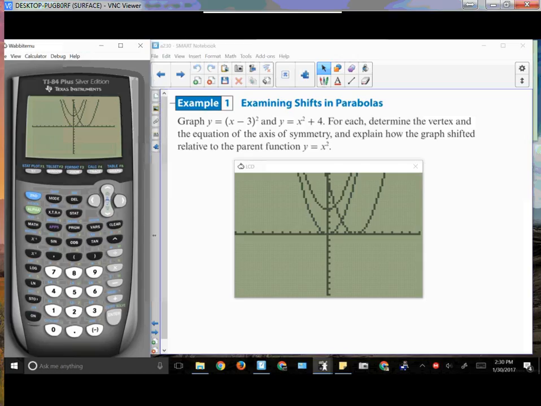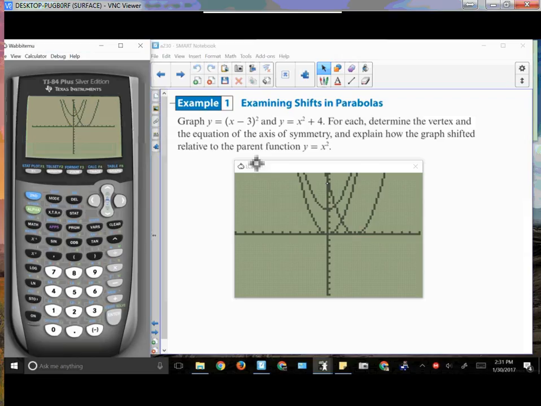So the first one got moved to the left, right? Or right? Left? Which way to go? When we graphed out the first one, which way did it go? Left, right, up, down? Move to the right. The next one moved up. So we can go and figure out how these were moved.